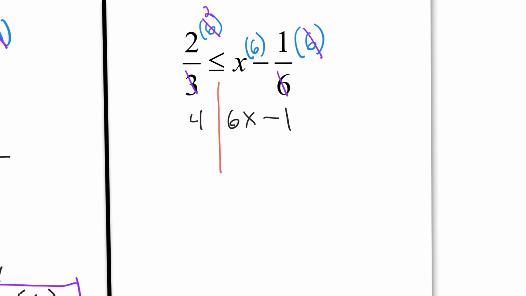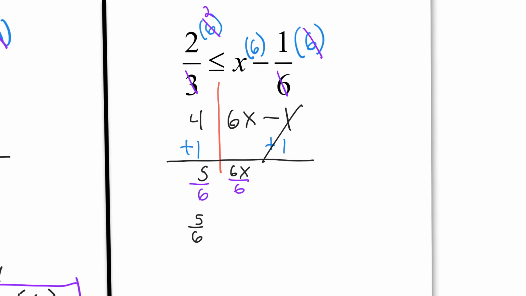So now you start solving. I'm going to add 1 to both sides right here. So this cancels. 4 plus 1 is 5, and I have 6x on the other side. You can divide by 6 right here. So we get 5 over 6. You cannot reduce that fraction. Bring down less than or equal to x.